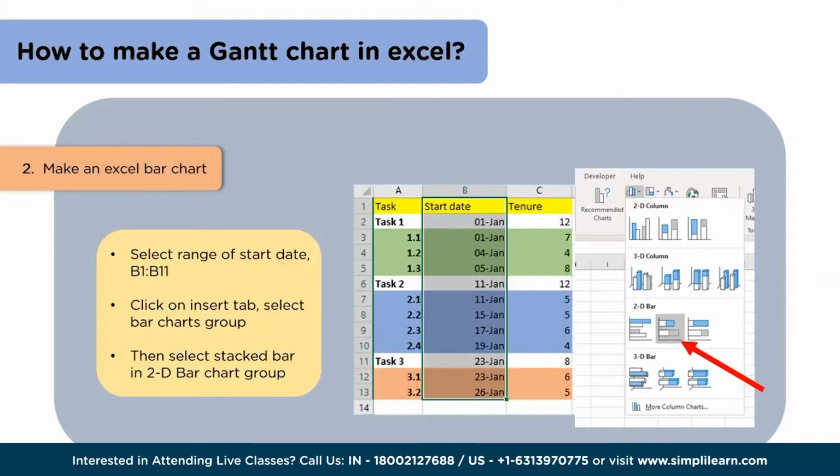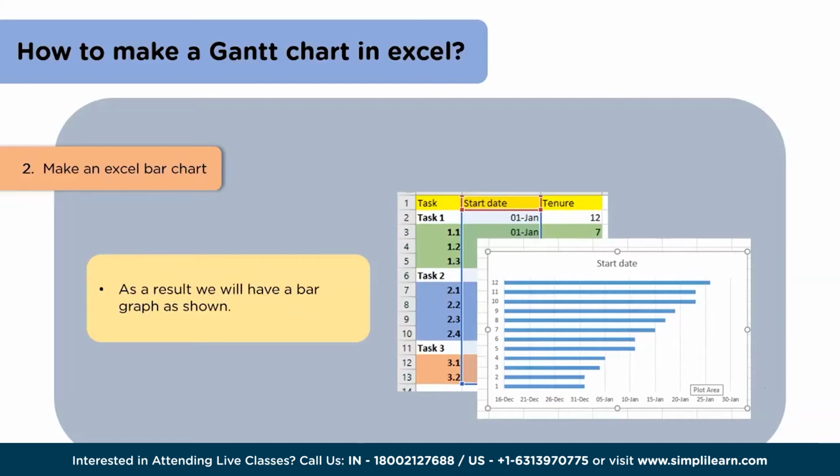The second step is to make a bar chart in Excel. For this, we will select the entire second column. Then we will go to the Insert tab and click on the bar graph chart. There, we can select the stacked bar graph in 2D bar charts. As a result, we will have the bar graph on the screen.